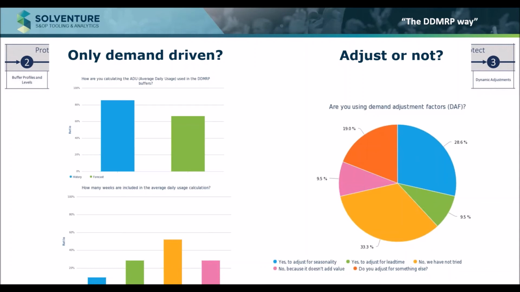So I think it's something that when you go through a DDMRP implementation, you really need to be careful about how you handle it, where you get your data from, and how you deal with that.